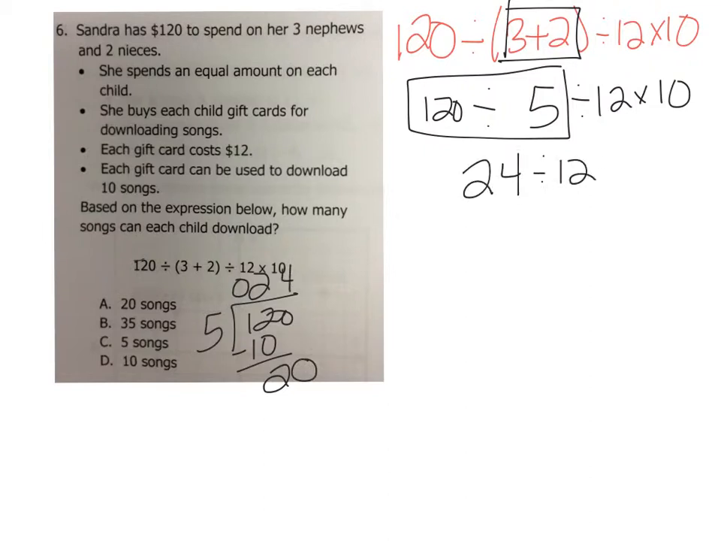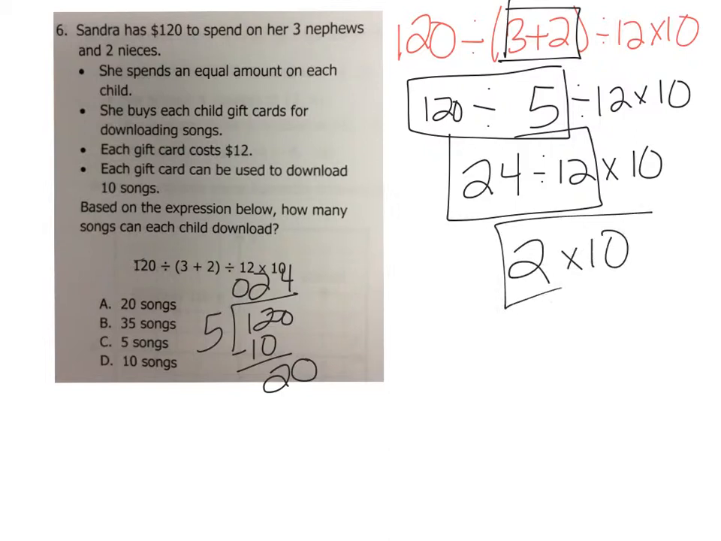Rewrite the rest of your equation. Again, multiplication and division is from left to right. 24 divided by 12 is 2. And then your final step would be 2 times 10 is 20. So letter A would be the correct answer.